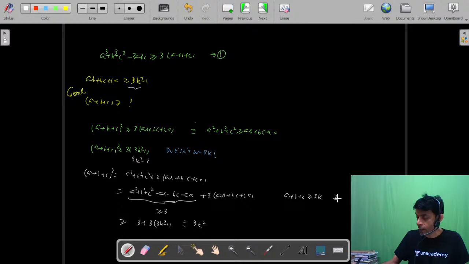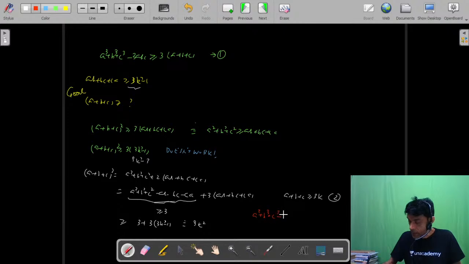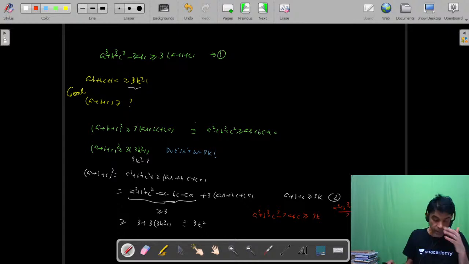So combining 1 and 2, I can write that a cubed plus b cubed plus c cubed minus 3abc is greater than or equal to 9k. I can divide by 3 just to give the answer in the suggested form: (a cubed plus b cubed plus c cubed) by 3 minus abc greater than or equal to 3k, and that's the answer. So this is a good proof. The thing to remember is that here it does not work because you have a lower bound that does not work. So you want to improve the bound, so this will improve the bound.